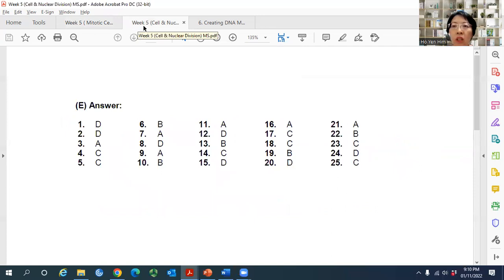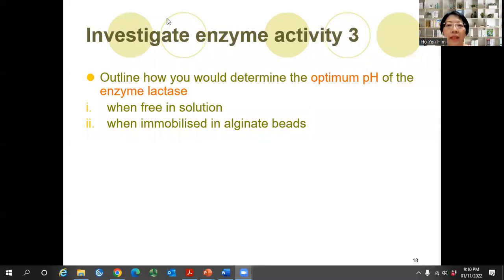So next question. So now we're going to look at designing experiment to investigate enzyme activity. So this is the third investigation that I've given in the PowerPoint slide for alginate beads, means immobilized enzyme. So the question asks the student to outline. Outline means you just list step by step very briefly, yeah? Outline: list step by step in sequence very briefly.